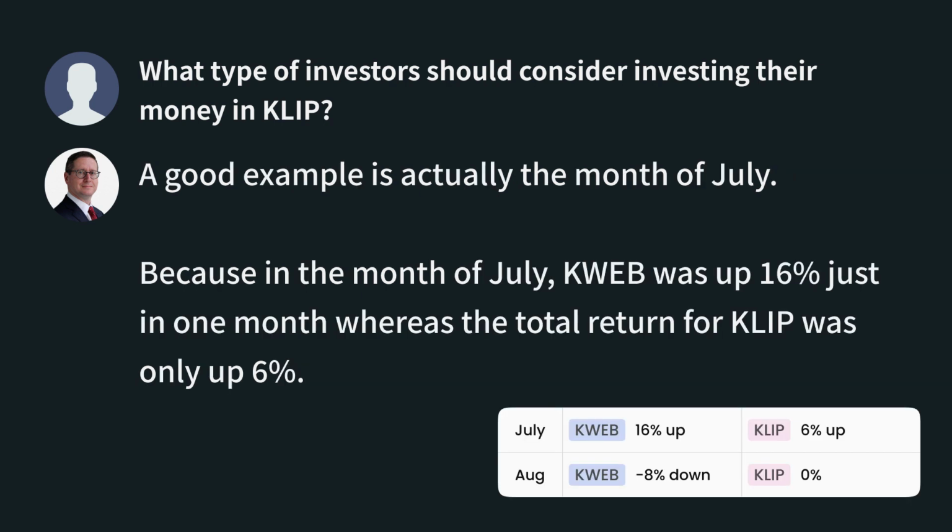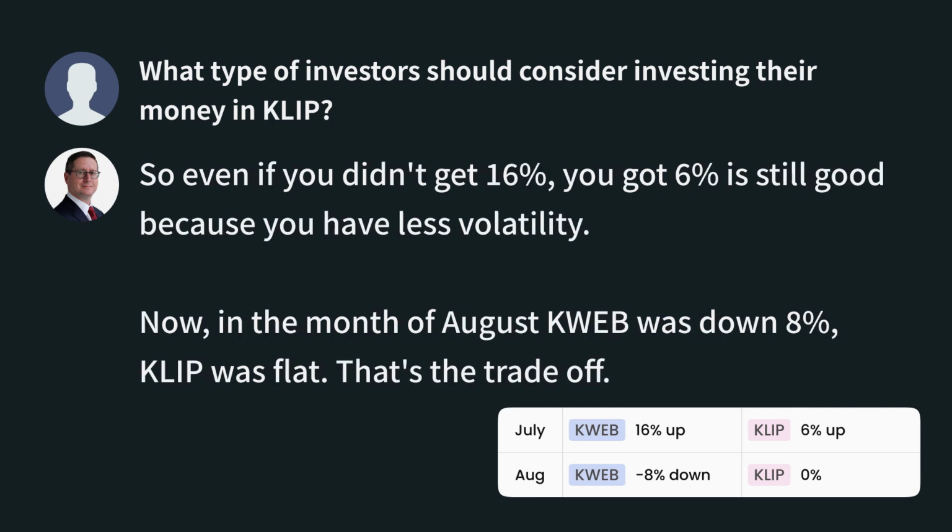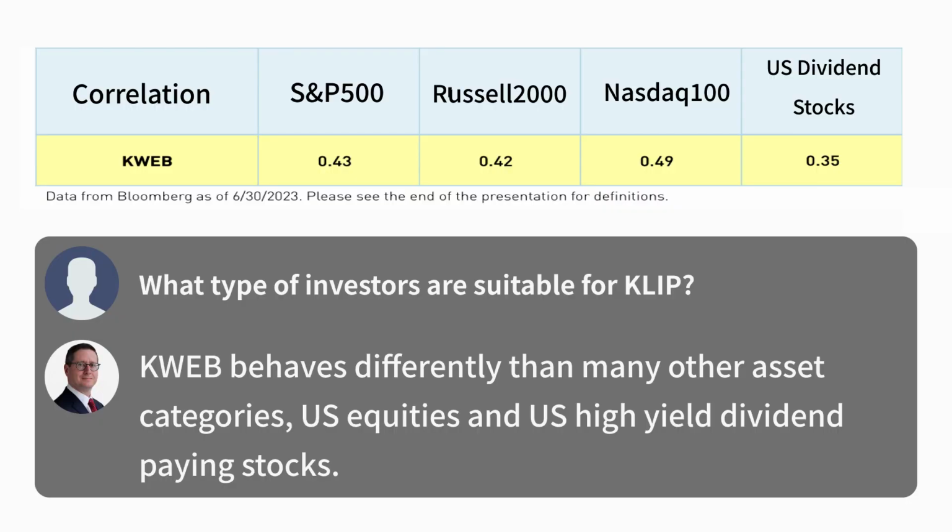A good example is actually the month of July. In July, Kwab was up 16% in just one month, whereas the total return for KLIP was only up 6%. So even if you didn't get 16%, you got 6%. It's still good because you have less volatility. Now, in the month of August, Kwab was down 8%. KLIP was flat. That's the trade-off. Kwab behaves differently than many other asset categories, such as US equities and US high-yield dividend-paying stocks.